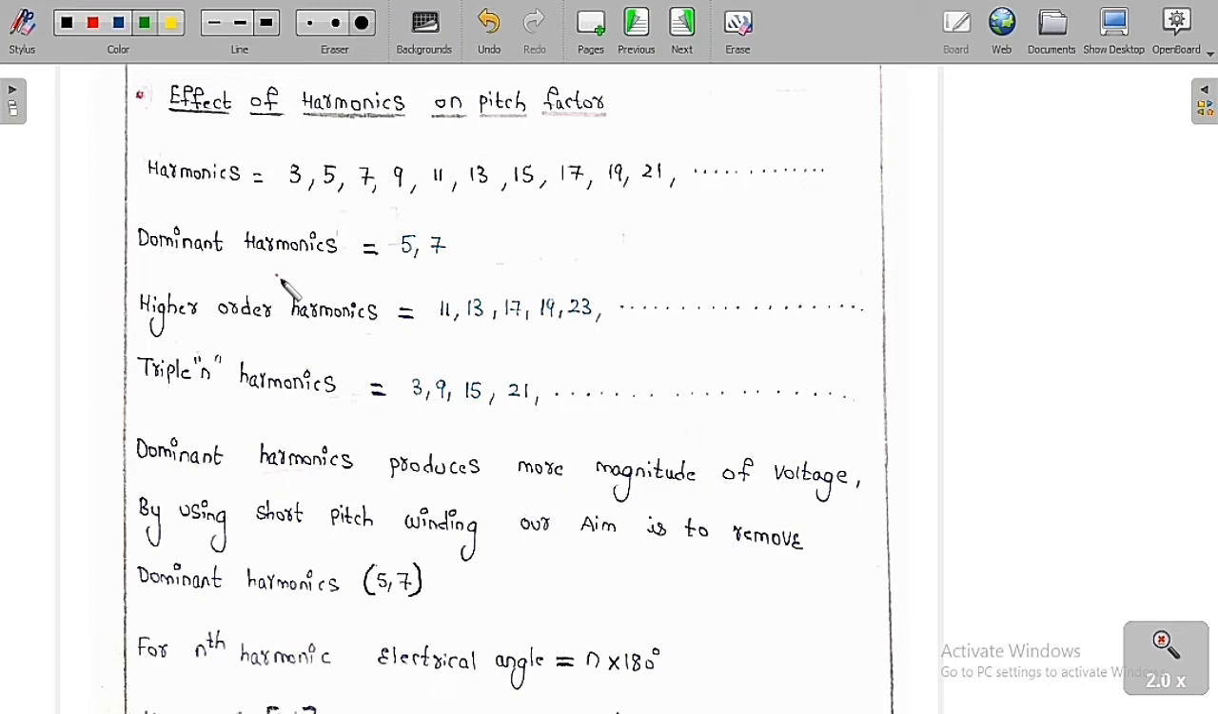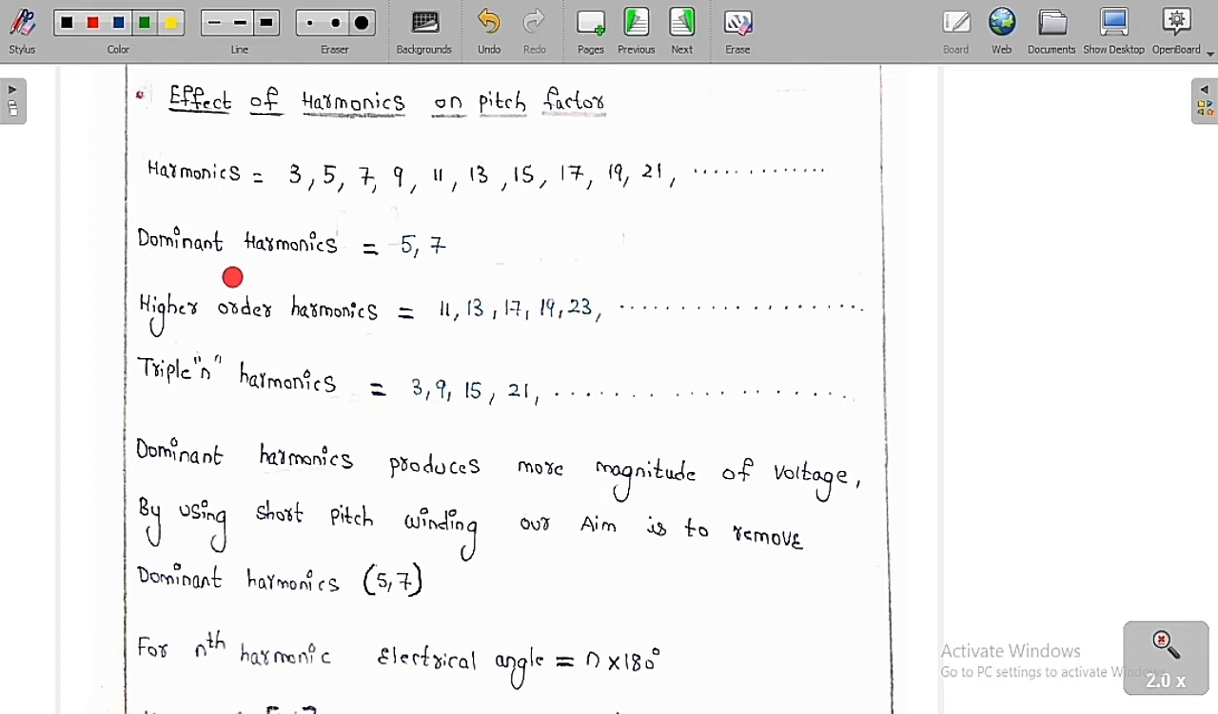We are going to consider only the odd harmonics but not the even harmonics, because the flux waveform will not have any even harmonics. It is going to have only odd harmonics, which are 3, 5, 7, 9, 11, 13, 17, 19 and 21. Based on the graph of the flux, you can see clearly that the even harmonics are 0 and only the odd harmonics are present. In the odd harmonics, we have zero sequence, negative sequence and positive sequence components.